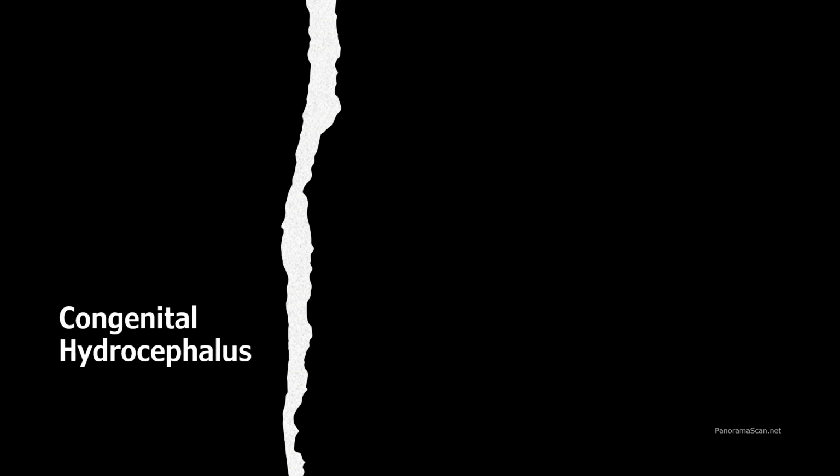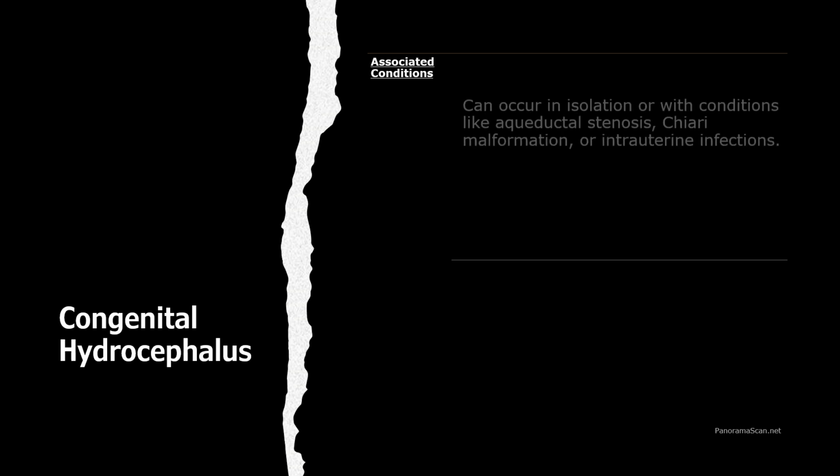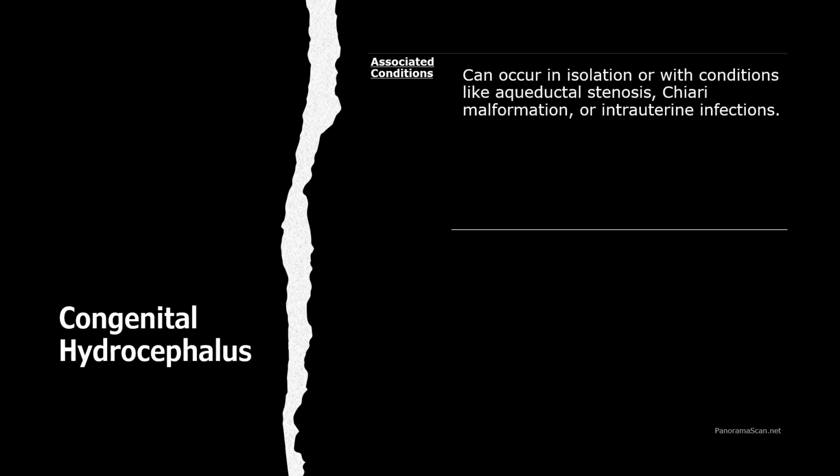Congenital hydrocephalus can occur as an isolated condition, but it is often associated with other abnormalities that can influence both diagnosis and management. Some of the more common associated conditions include aqueduct stenosis, where there is a narrowing of the cerebral aqueduct, which blocks the flow of cerebrospinal fluid and leads to ventricular enlargement.